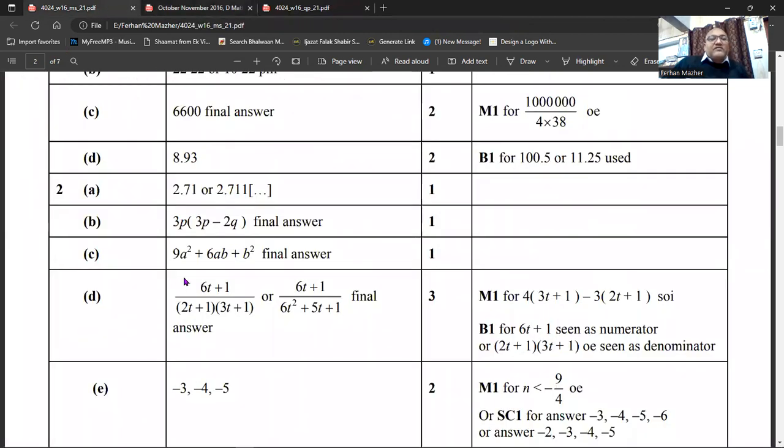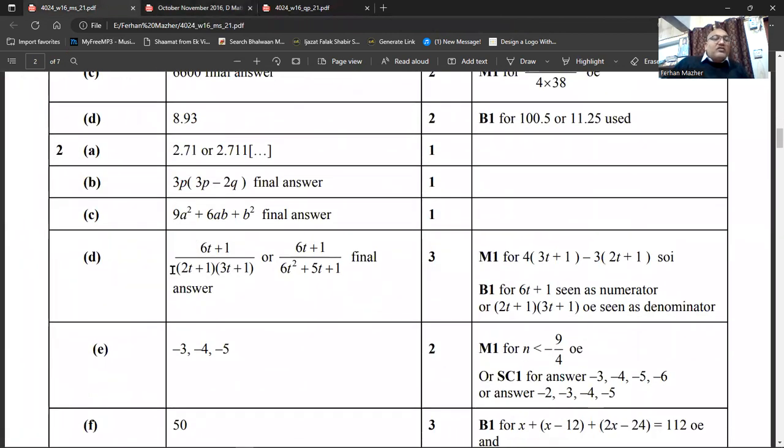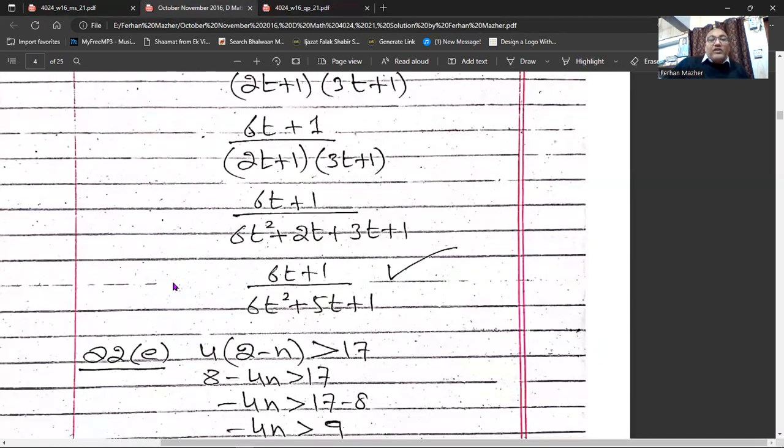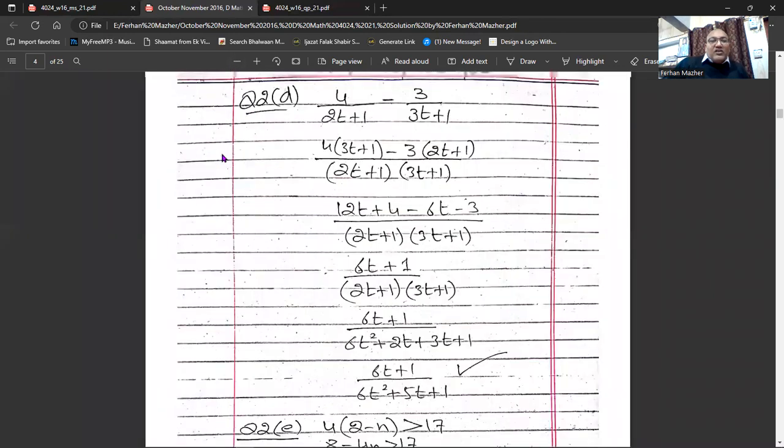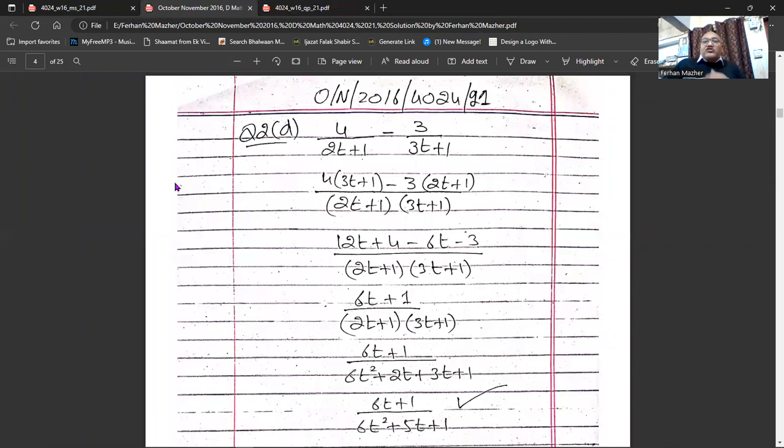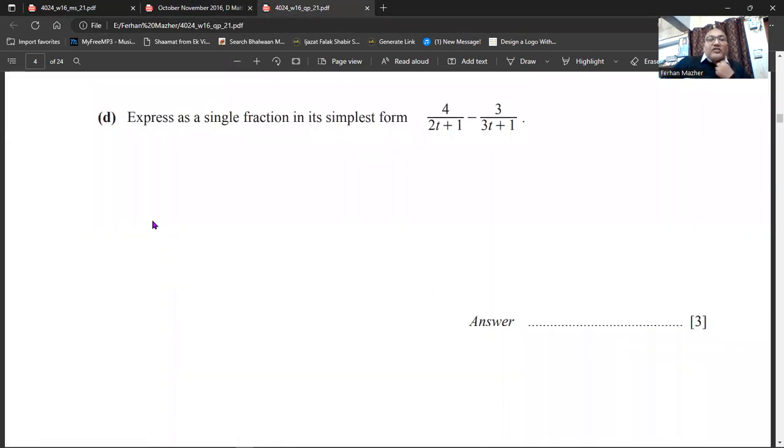So let's check. Both these forms are good. You can leave the answer in this form also. This form is also good. Whatever you like, you can do this. Let me show you the whole question. Okay, so this is the whole question showing up on your screen.